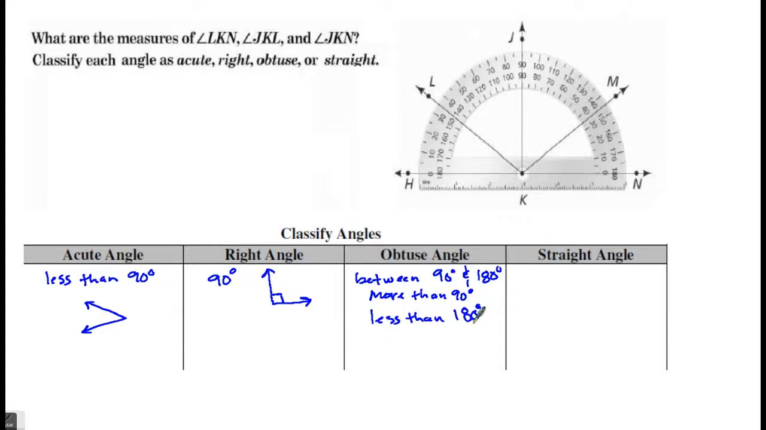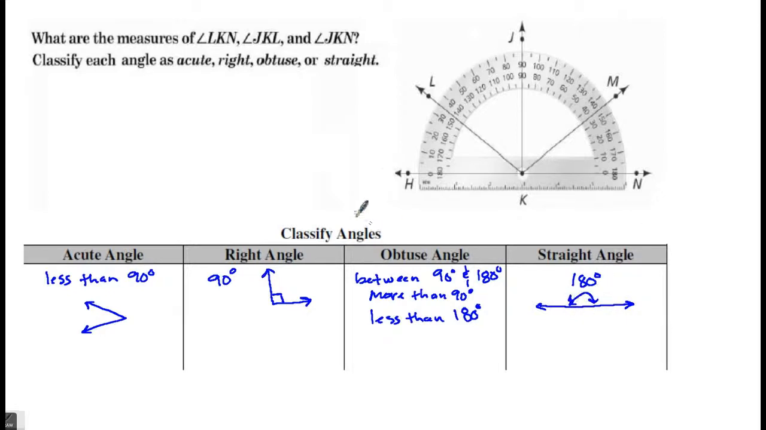A straight angle is 180 degrees. A straight angle is a straight line. So just remember something like this, a straight line. That angle from here to here measures 180 degrees. That's a straight angle. All right, let's go back to the problem. We're going to find the measurement of LKN.